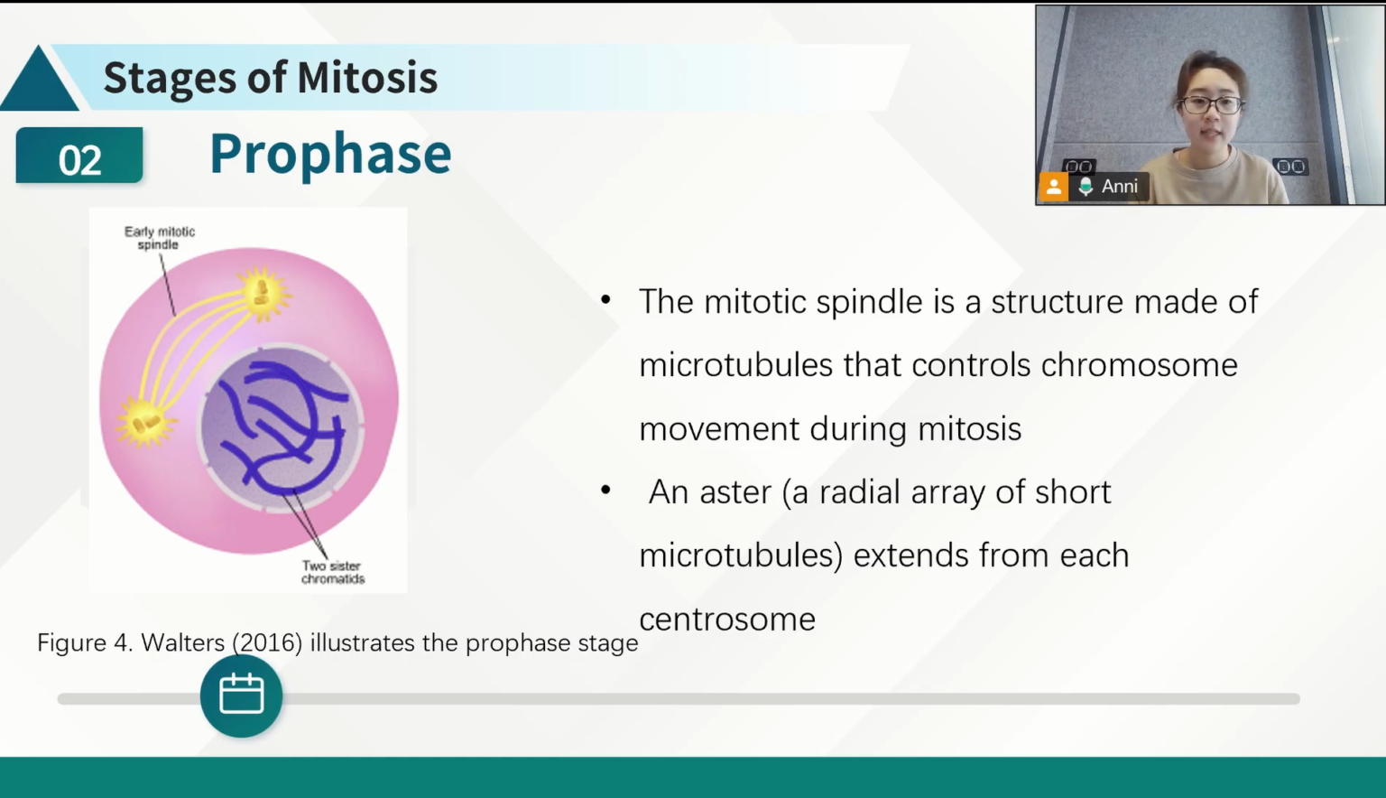And in prophase, the mitotic spindle, a structure made of microtubules that controls chromosome movements during mitosis, forms. An aster extends from each centrosome. An aster is a radial array of short microtubules.